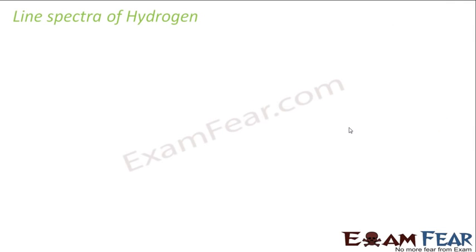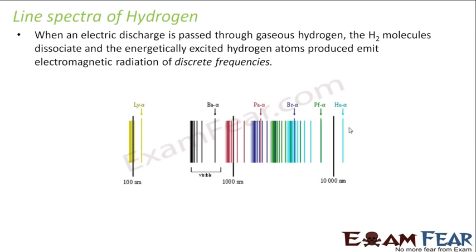Now let's study the line spectra of hydrogen. So line spectra, let's study the emission spectra. When an electrical discharge is passed through gaseous hydrogen, the hydrogen molecules dissociate and the excited hydrogen atoms produce radiations of discrete frequencies.